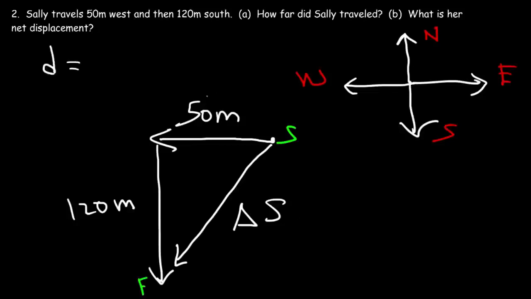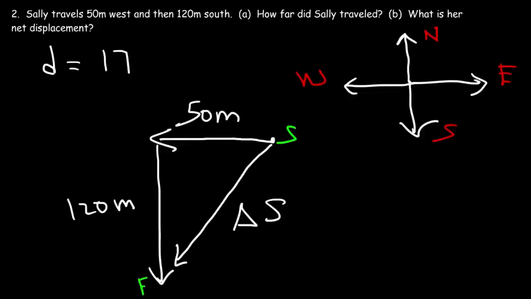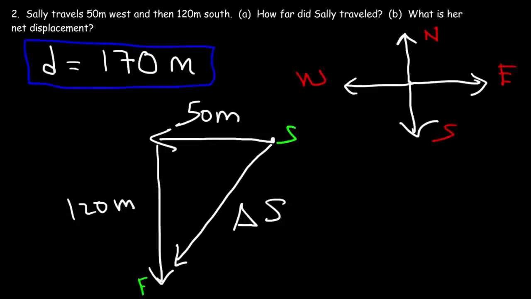So she traveled 50 meters west and then 120 meters south. So it's 50 plus 120. So her total distance is 170 meters. That's how far she actually traveled. Now to find the displacement, we just need to find the length of the hypotenuse of the triangle.